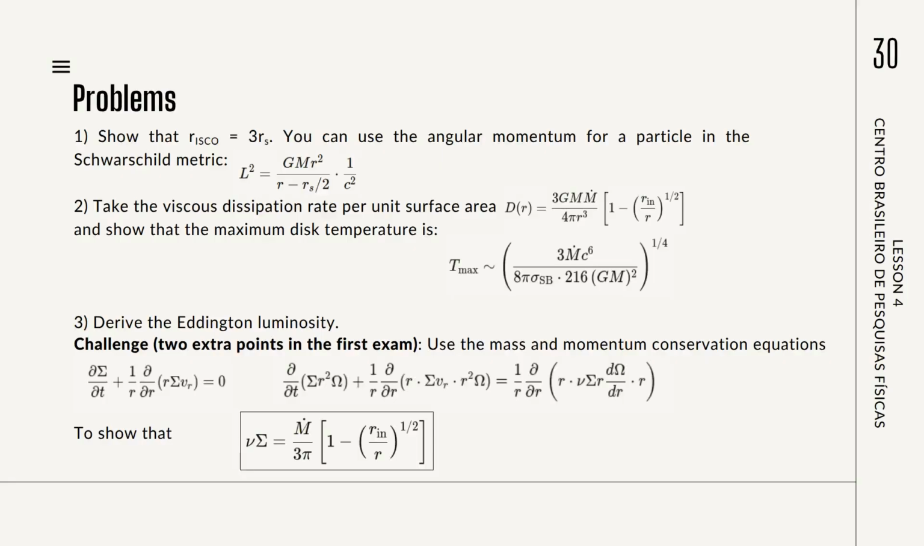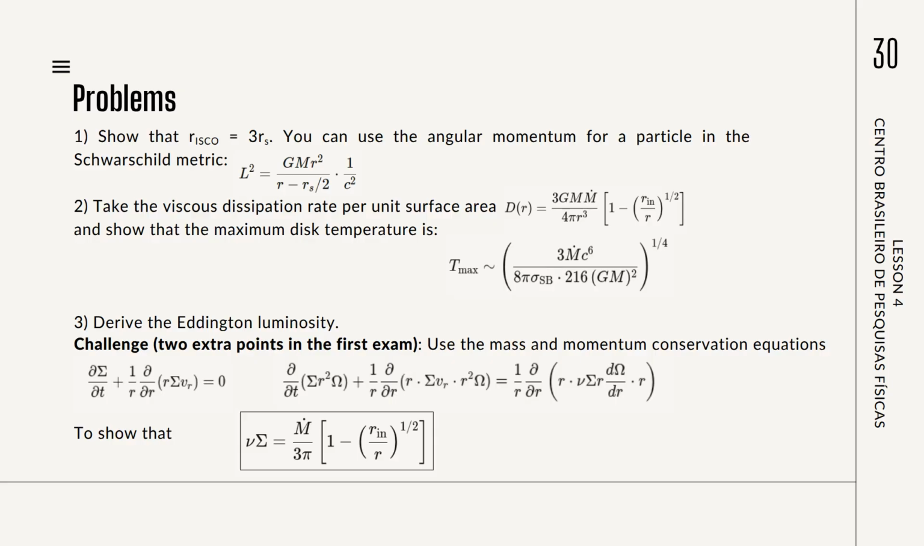We have some problems here for you to do at home. I want you to show that the radius of the innermost stable circular orbit is 3 Schwarzschild radii. However, you need to use this formula here for the momentum. You can take the viscous dissipation per unit surface area, this one, and show that the maximum temperature is this, which is something that we did in the slide, so you can just follow.